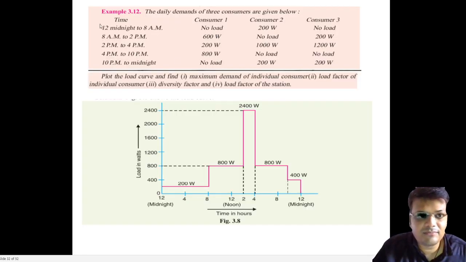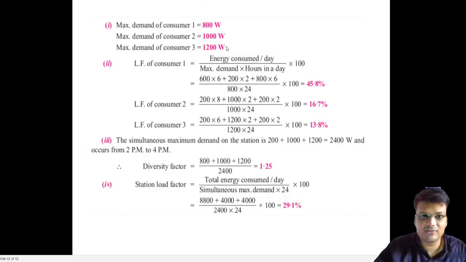We will see, from 12 to 8 a.m. we have zero load. From 8 to 2 means, no, 6 hours, we have 600 watt. So we will multiply 600 into 6. Like that, 2 to 4 means 2 hours, we have a load of 200, so 200 into 2. Like that we will calculate the answer. So 600 watt up to 6 hours, 200 watt up to 2 hours, and 800 watt up to 6 hours.